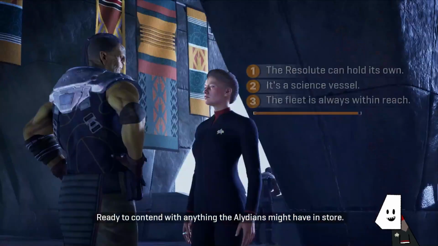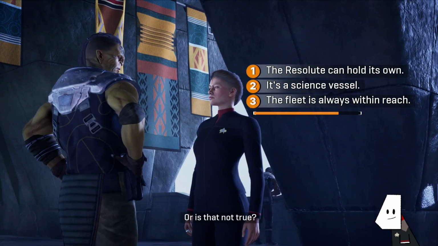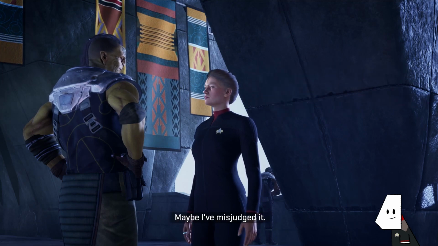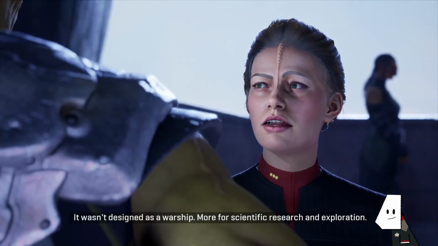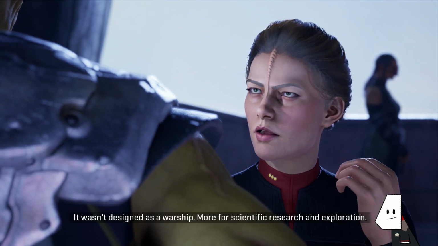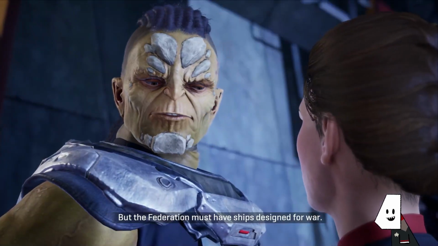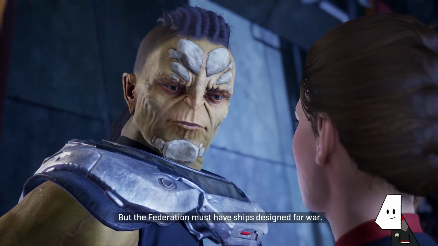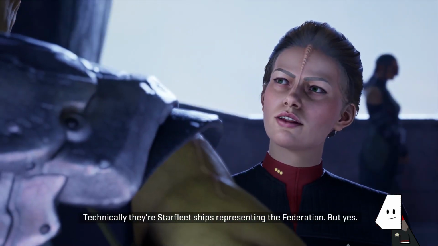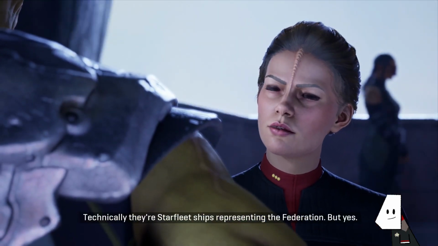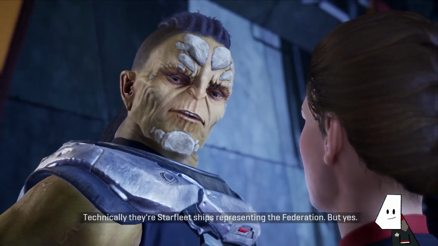I don't like this questioning. Or is that not true? Maybe I've misjudged it. It wasn't designed as a warship. More for scientific research and exploration. Why do they want to know so much about our ship? Like they want something to level the playing field. But the Federation must have ships designed for war. Technically, they're Starfleet ships representing the Federation. But yes. I see.